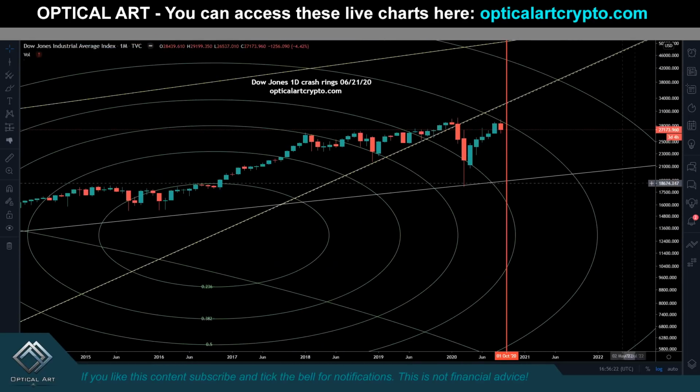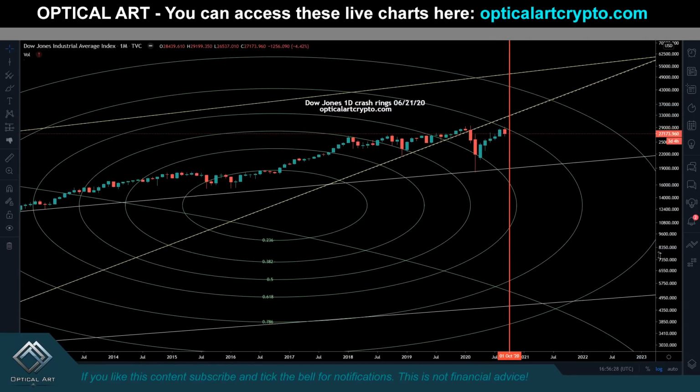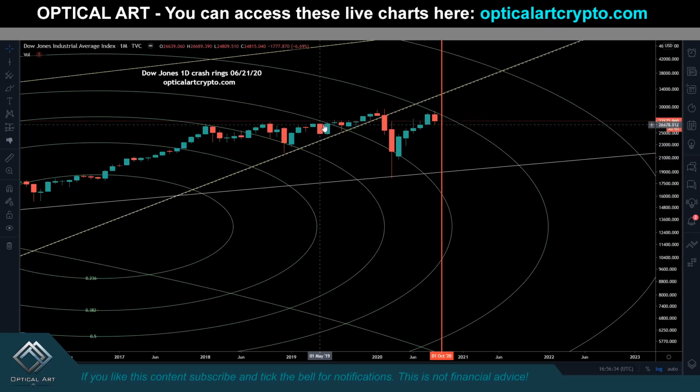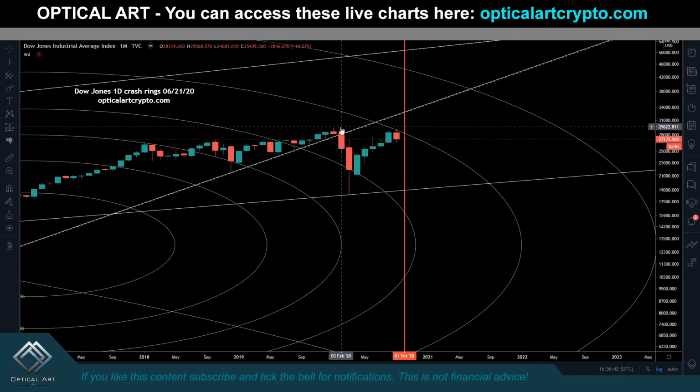This is a chart that I haven't used a lot in my videos. This one's called Dow Jones one-day crash rings. Notice every time we hit one of these green rings, it sends us down. We hit it, pushed us down, pushed above it, found support. We hit it, we got rejected. Also respecting this trend line. We broke this trend line. This is where we had our COVID crash. We came down, notice the wick of the candle came back up to this green ring, and we hit this ring and it pushed us down.